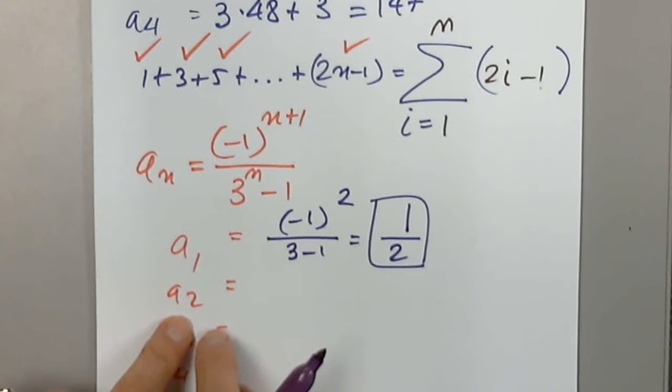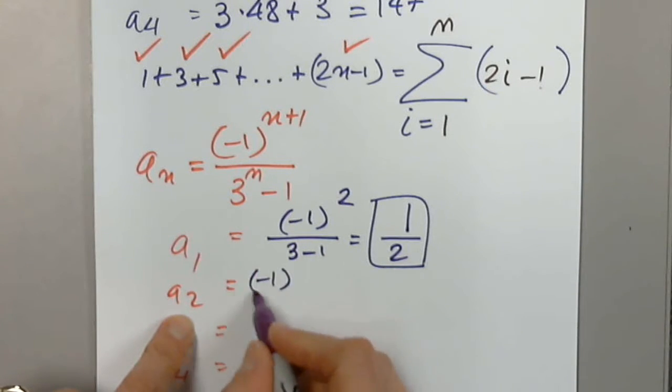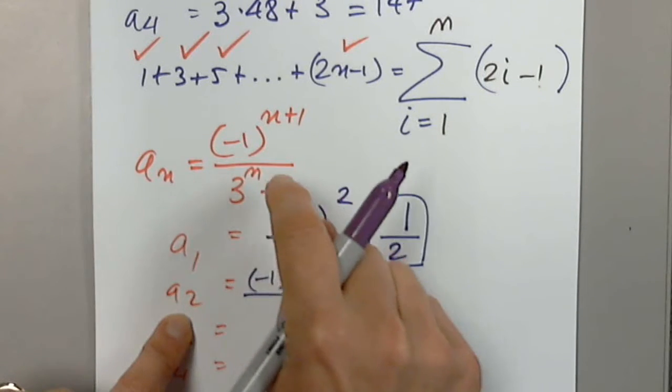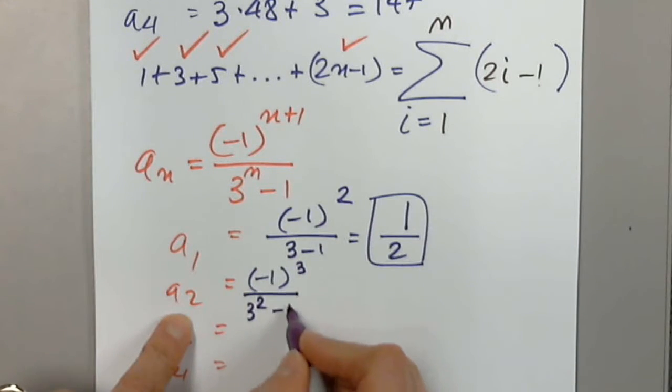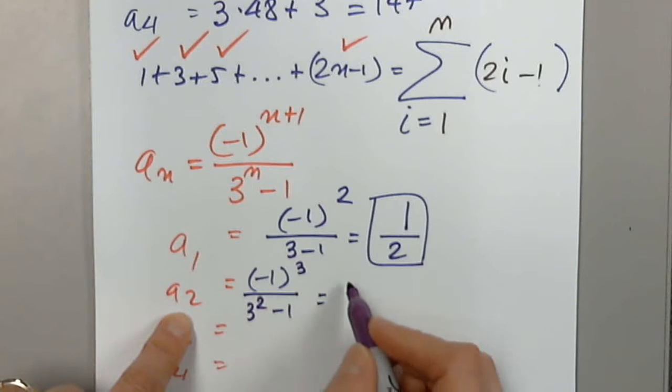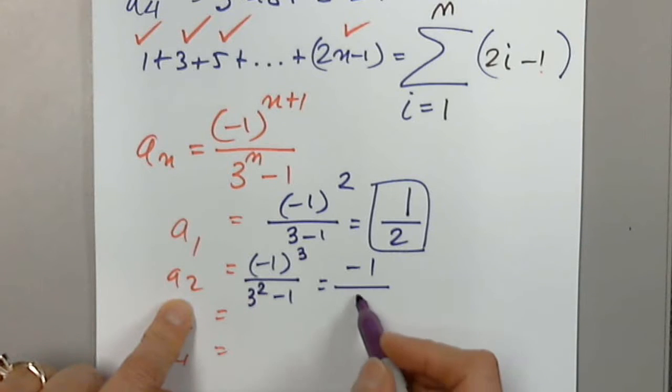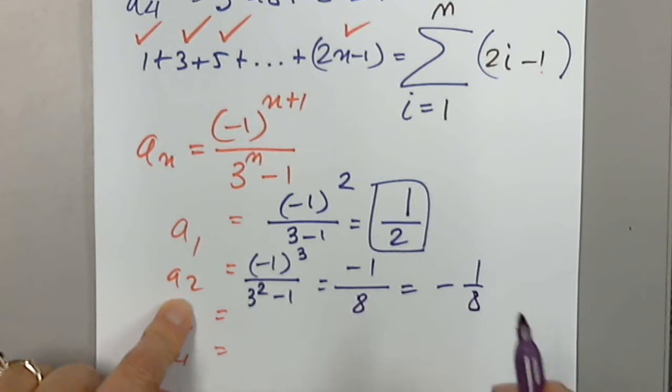Now I need to find a2, which is negative 1 raised to 2 plus 1, which is 3, divided by 3 squared minus 1. Negative 1 to the third is negative 1. 3 squared is 9. 9 minus 1 is 8. The answer is negative 1 over 8.